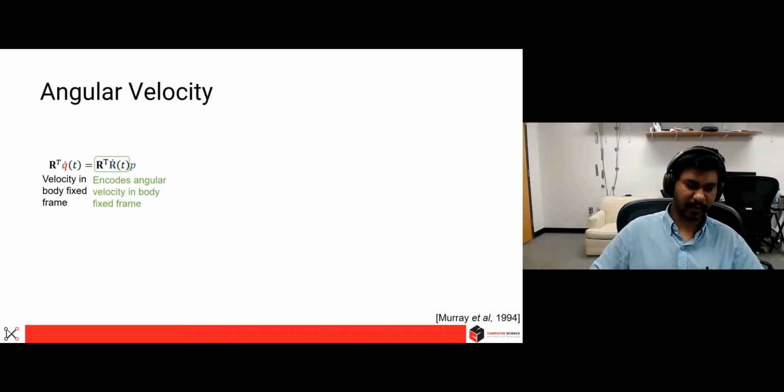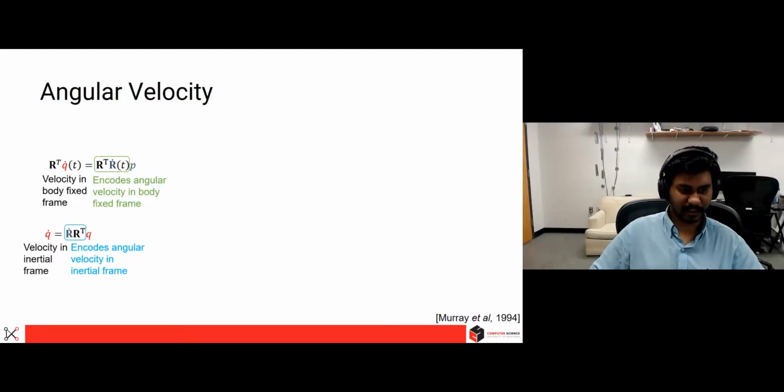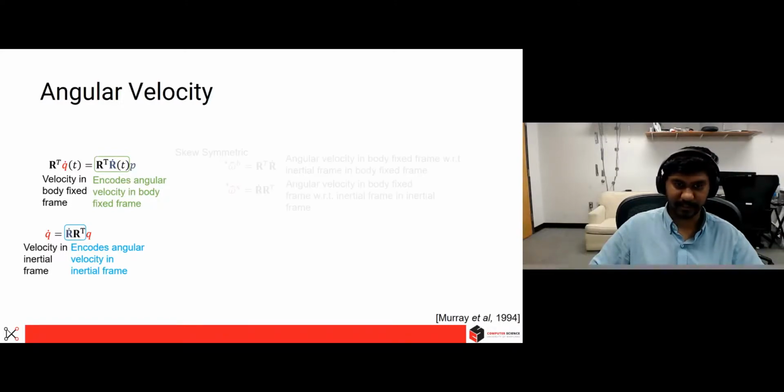Now again, I'm rewriting the same equation again. So the left-hand side is the velocity in body fixed frame, and the thing in the green box encodes the angular velocity in the body fixed frame. And same thing here. The left-hand side is the velocity in inertial frame, and the thing in the blue box encodes angular velocity in the inertial frame.